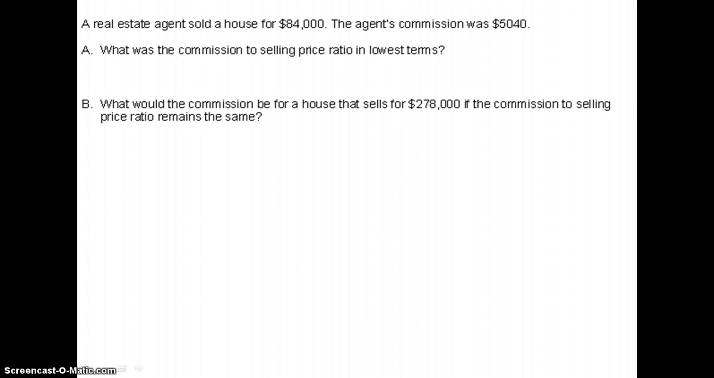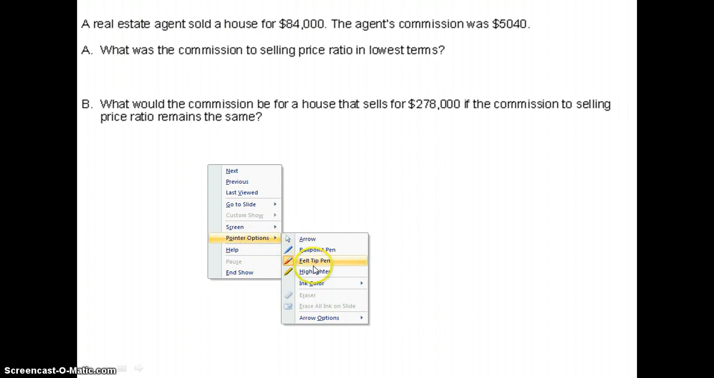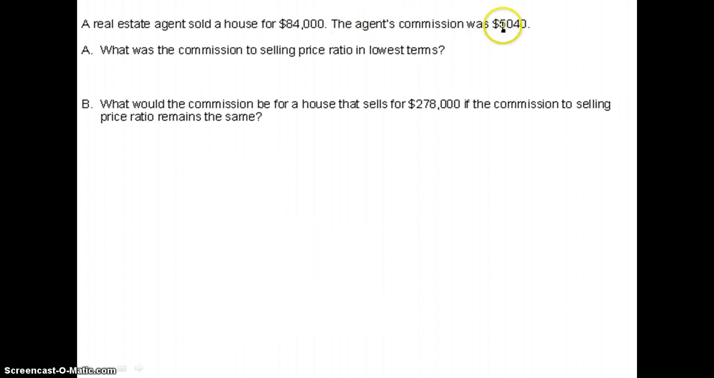So now let's look at an example. It says a real estate agent sold a house for $84,000. The agent's commission was $5,040. What is the commission to selling price ratio in the lowest terms? So it's sold a house for $84,000 and the commission was $5,040. So it wants to know what the ratio for commission to selling price.